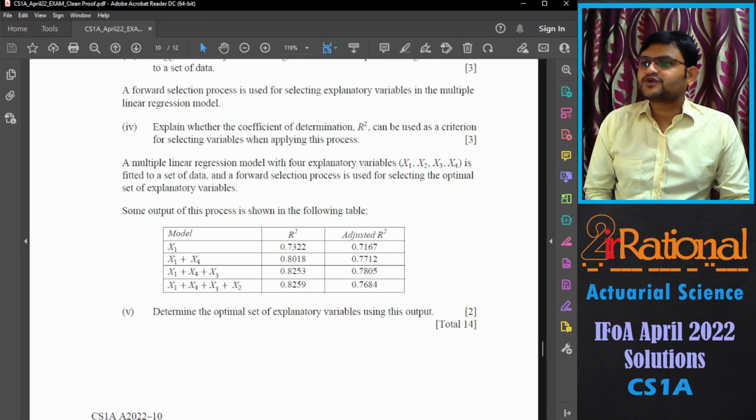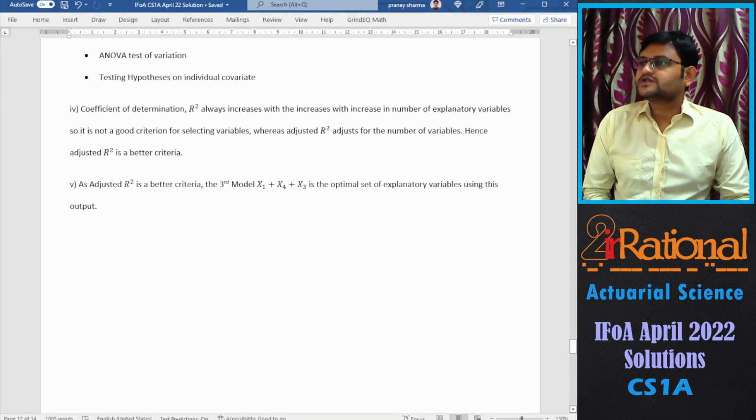A forward selection process is used for selecting explanatory variables in the multiple linear regression model. Explain whether the coefficient of determination r square can be used as a criterion for selecting variables when applying this process. So the coefficient of determination r square always increases with the increase in the number of explanatory variables. So it is not a good criterion for selecting variables, whereas the adjusted r square adjusts for the number of variables. Hence, adjusted r square is a better criterion.